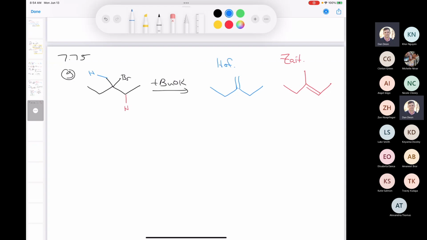Could anybody tell me with t-butoxide, potassium t-butoxide, what's going to predominate? Which is the major? Would it be the Hofmann or the Zaitsev? Again, not a trick question. Yes, absolutely. It's going to be the Hofmann, isn't it? This is the major product because that base is just so gigantic.